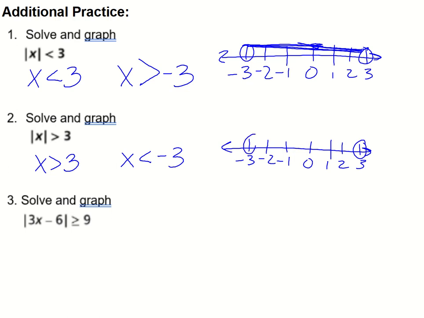These are also open. But if you notice, this one says x is greater than 3. So actually my arrow is going to go that way. And this one says x is less than 3. So my arrow is going to go that way. So this is one of those compound inequalities up here.